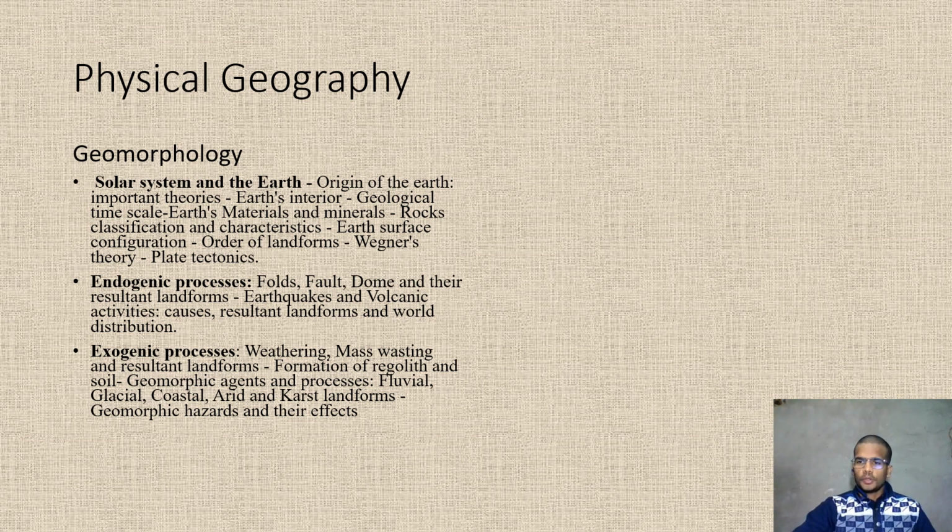Coming to the last part of geomorphology. In this, you will be asked questions from weathering, mass wasting and resultant landforms, formation of regolith and soil, geomorphic agents and processes, fluvial, glacial, coastal, arid and karst landforms, and geomorphic hazards and their effects. Basically, you will have to focus mostly on the landforms associated with different geomorphic agents, and also on weathering and mass wasting. In weathering, you should focus on what the different types of weathering are and in which environmental conditions they take place.